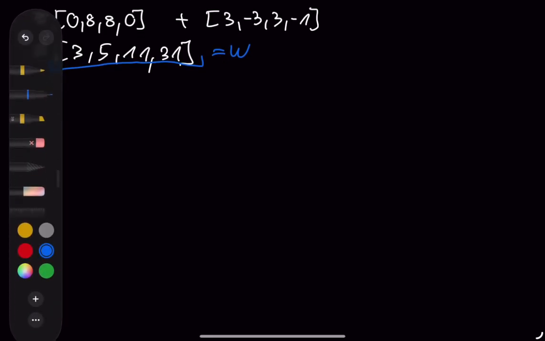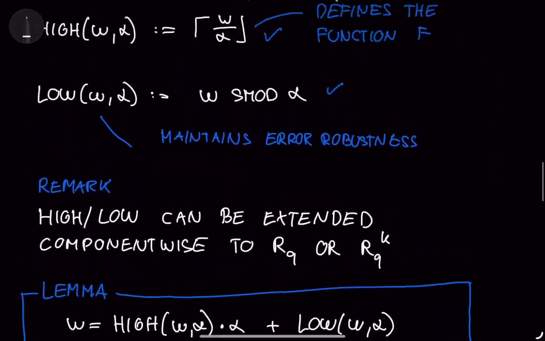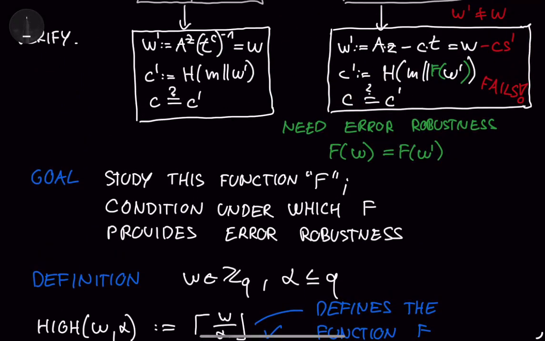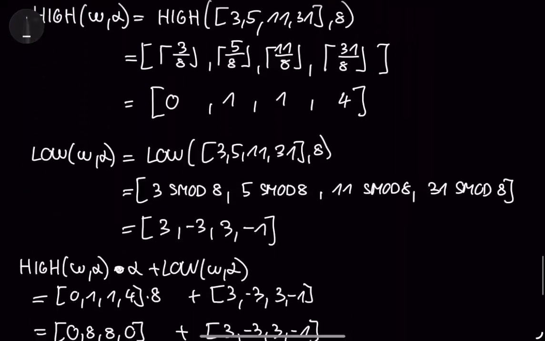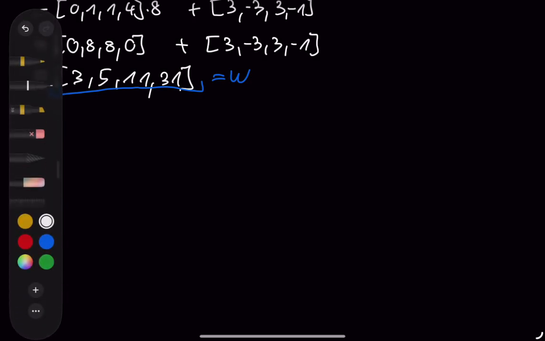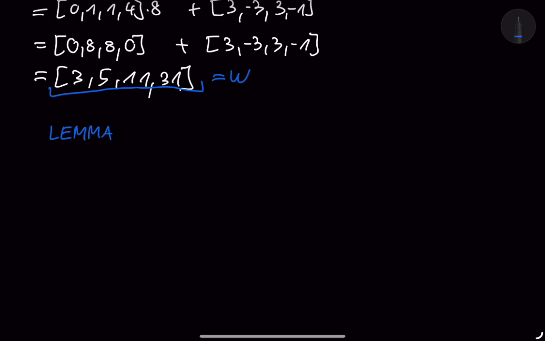And as I said, we go back to the protocol here, and what we want is that the high value of W prime is the same as the high value of W, meaning that this kind of error noise cancels out. And the condition that this works gives the final lemma. The final lemma of this lecture.